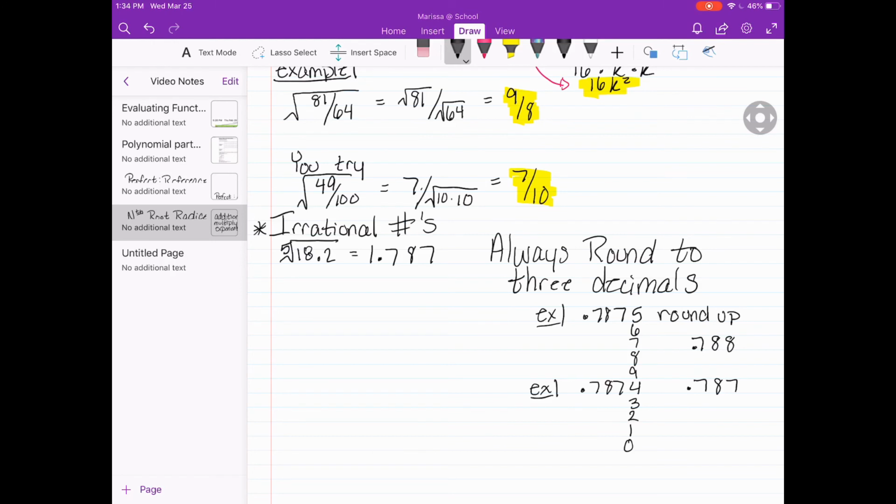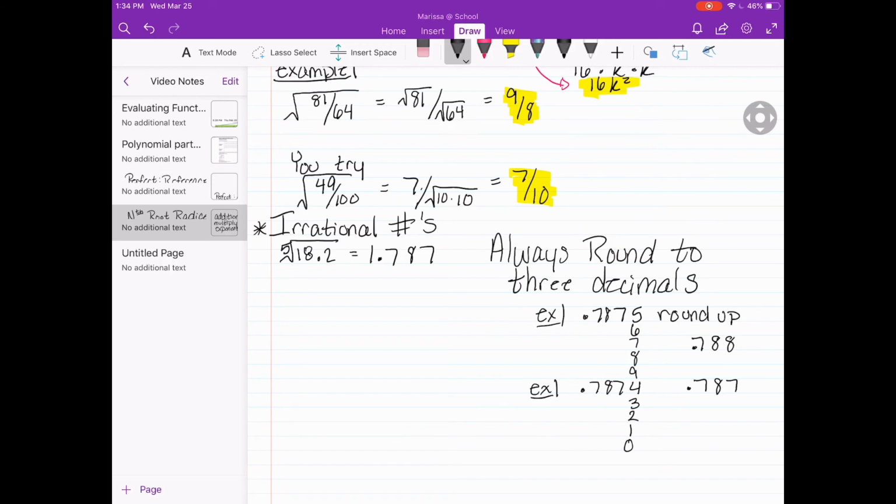Just a reminder on those rounding rules. If it is 5 or greater, round up. If it is less than 5, round down, round it to the same thing. You're not really rounding down. You're not changing anything. So that's all you have to do.